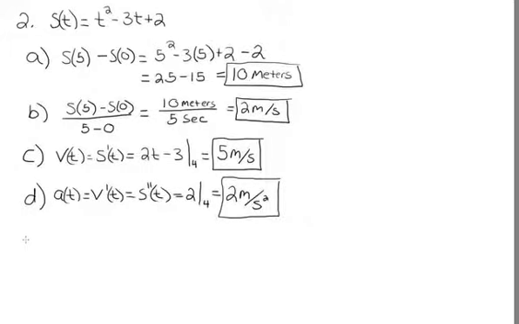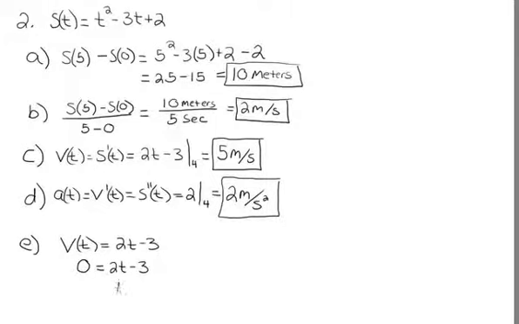Alright, part E asks the question, at what values does the particle change direction? Changing direction would indicate a change in velocity. So what we're really looking at is when did my velocity change signs, from positive to negative or negative to positive. If I look back up at part C, I have a velocity equation of 2t minus 3. So what I really want to know is when did this velocity equal 0?